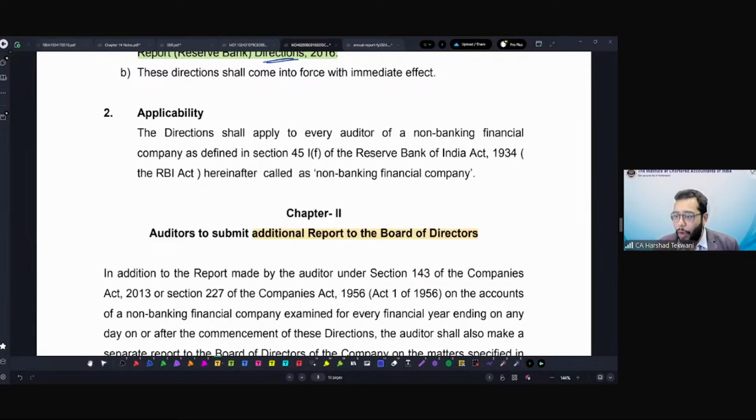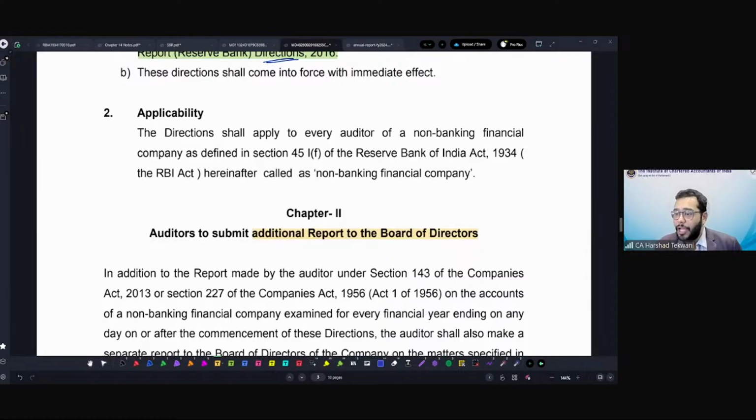Once this report is submitted to the non-banking financial company's board, they have to submit an acceptance of this report to the bank. Or, it is the responsibility of the auditor to submit a summary kind of thing to the bank. When I say bank, it's the RBI. So they are not only required to submit to the board of directors, they are required to submit to the Reserve Bank also, RBI also.